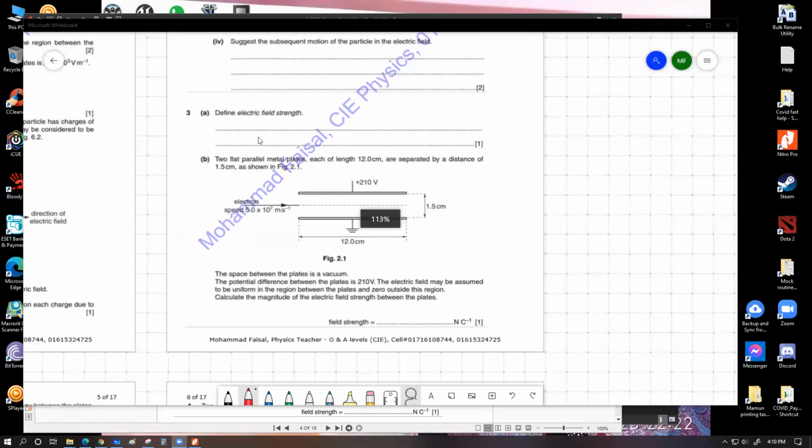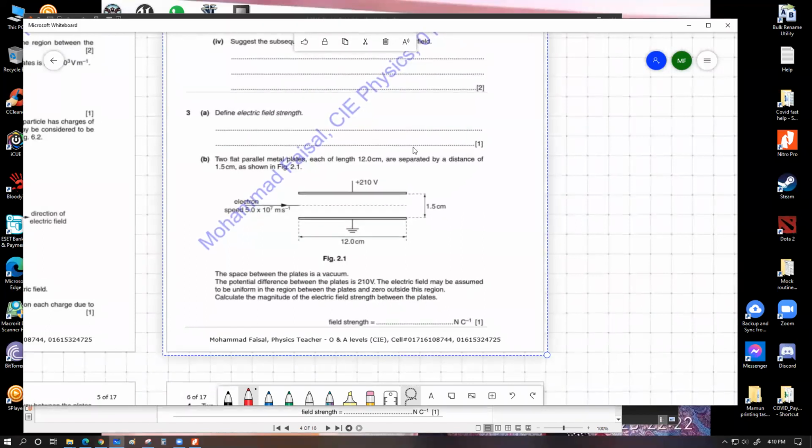So let's have a look at this question. Define electric field strength. This is a definition you write. Force per unit charge. Preferably write force per unit positive charge. That's a better definition.